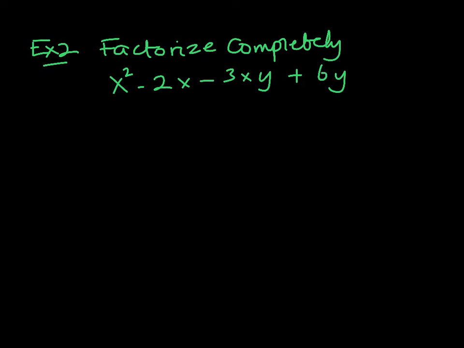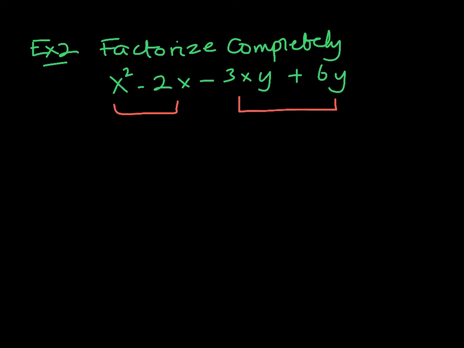Factorize completely. x squared minus 2x minus 3xy plus 6y. So here the first thing is, let's inspect. When you inspect, can you group them together? We see here x squared and 2x. Yes, we can group them together. You have something similar. Then xy and 6y.